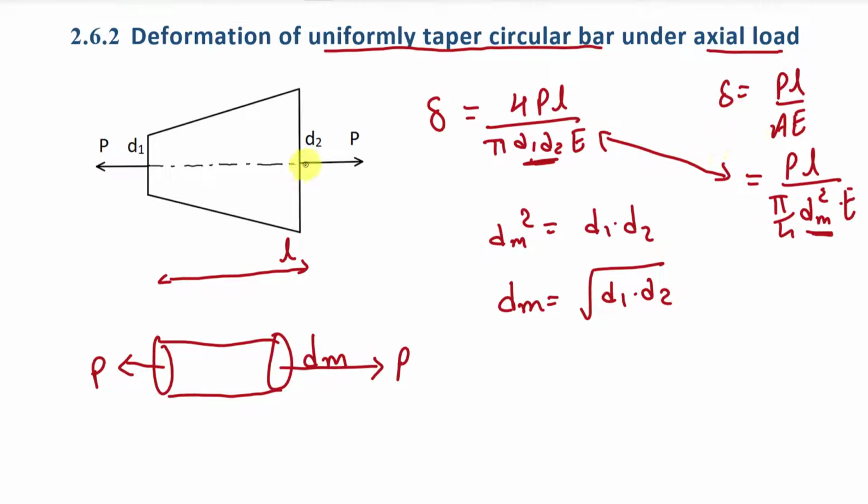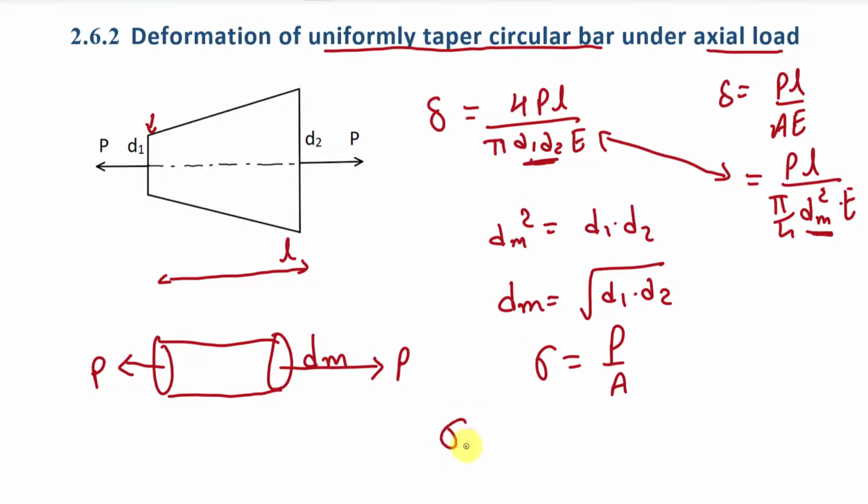Now here, what is the value of stress? We know that stress is load divided by area, right? And here area is continuously varying from this point to this point. So the value of stress is also going to change from this surface to this surface. Here load will be the same, so we can say that stress is inversely proportional to the area. Here area is minimum, so we will get maximum stress at this cross section.